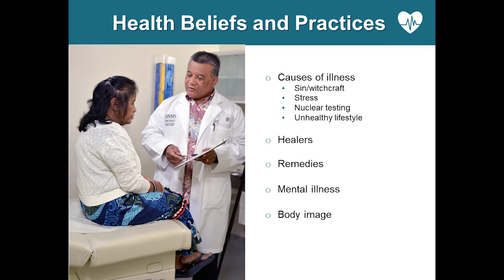Healers. Most Marshallese will try self-medicating or herbal traditional remedies before seeking professional medical care. Some remedies that Marshallese will seek first are herbal remedies. When using traditional healers, Marshallese may be put on special diets, bathing restrictions, and sexual activity restrictions. They may get prescription medications sent in from relatives in the Marshall Islands or use other family members' prescriptions.